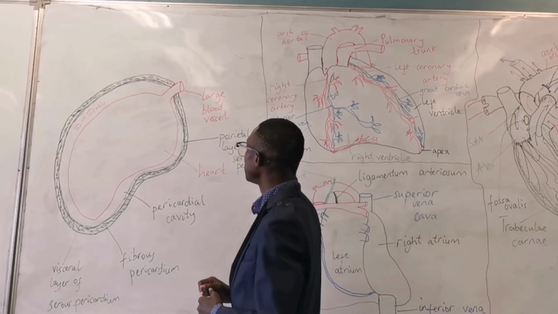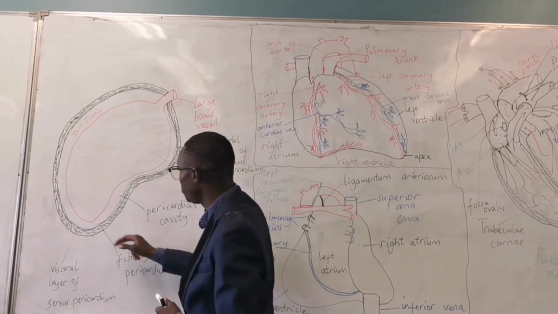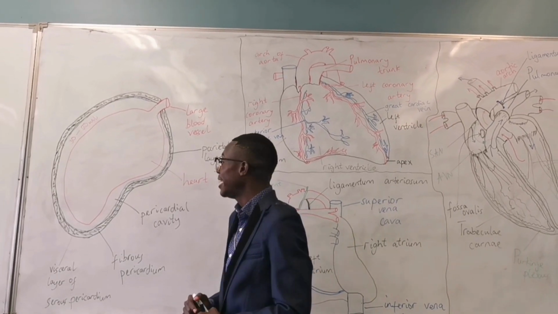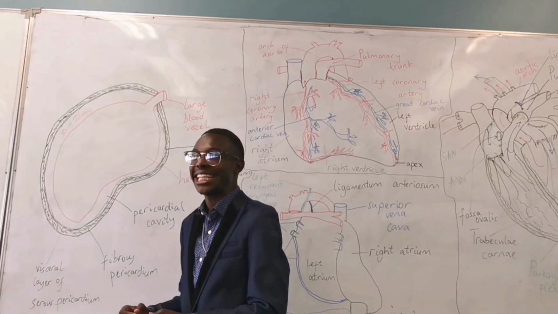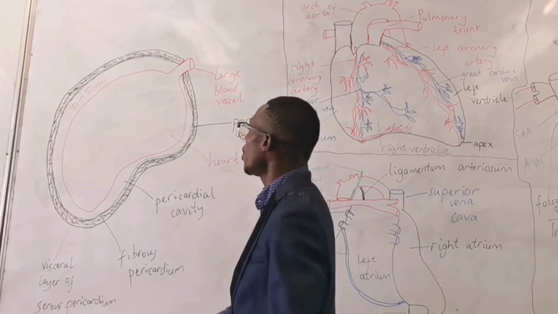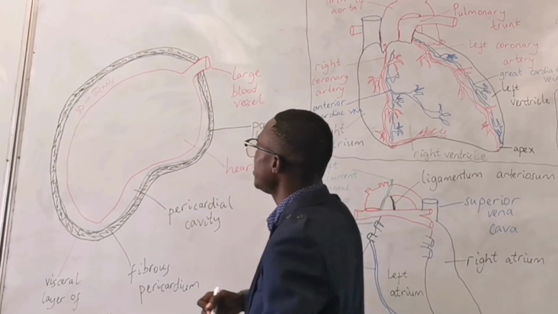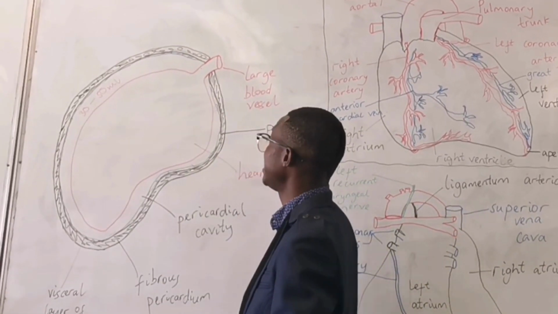So the parietal layer is found underlying the fibrous pericardium and is also innervated by the phrenic nerve and supplied by the pericardiacophrenic artery. So in the pericardial cavity, we have the serous fluid. The serous fluid is at a volume of 30 to 50 milliliters, right?